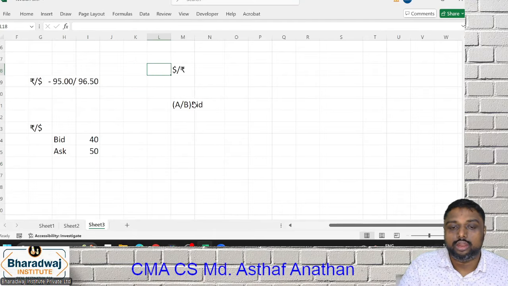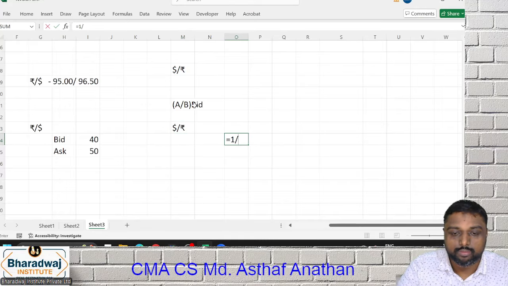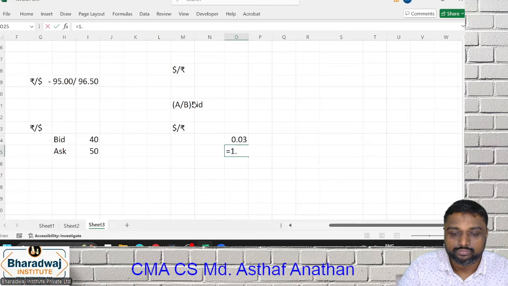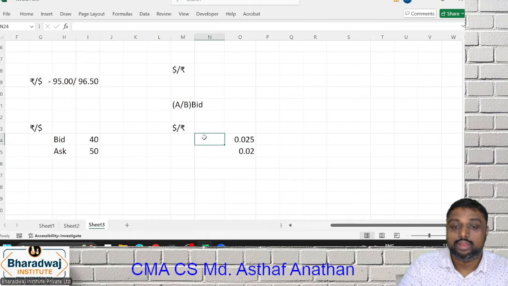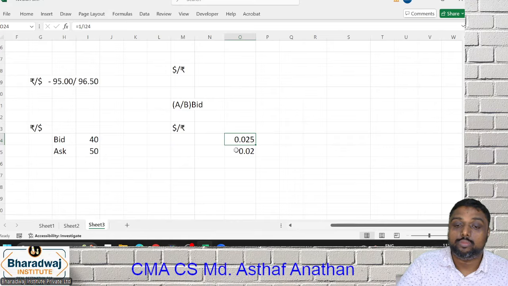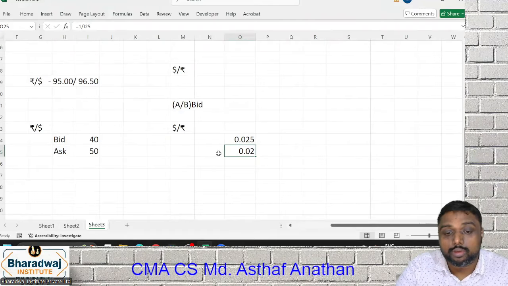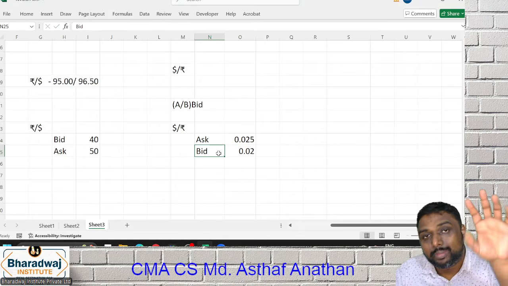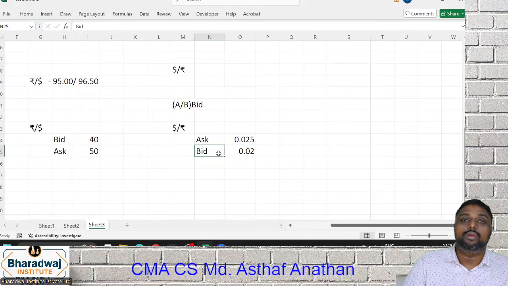Now we want to get the reverse, dollar per rupee. Generally, what we do is divide. Now I am going to divide 1 by the bid, and I divide 1 by the ask also. So which is the lower number, friends? 0.02 is the lower one. Yes, you are correct. So the lower number is the bid and the higher number is the ask. This you have already learned. That is because of the maths effect. When 1 is divided by a higher number, it becomes a lower number. When 1 is divided by a lower number, it becomes a higher number.